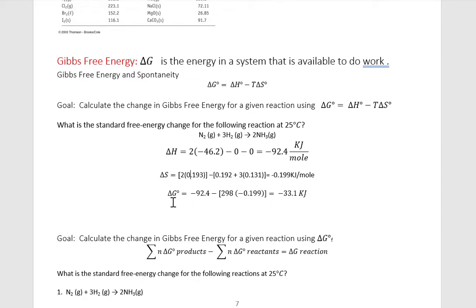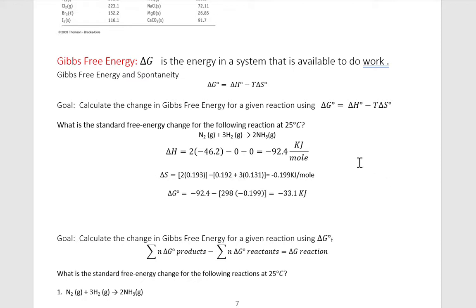Now, the thing that you need to know about delta G is anytime you have a negative value of delta G, that reaction is going to be spontaneous. It's going to occur if you just let it go. Reactions that are positive mean that you're going to have to put in energy to keep them going. But we come up with a delta G value of negative 33.1 kilojoules.